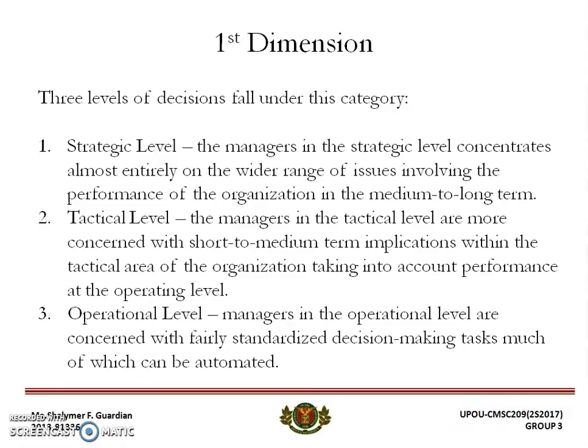For the first dimension, there are three levels of decisions that fall under this category. It is the same as the different levels of management, so this is going to be easy for us to understand. Number one is the strategic level, then the tactical level, and the operational level. Strategic level: the managers in the strategic level concentrate almost entirely on the wider range of issues involving the performance of the organization in the medium to long term.